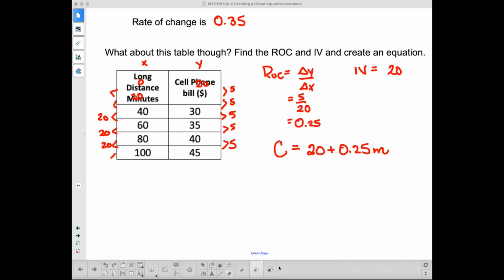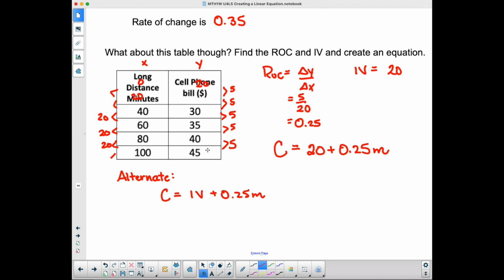Now, following the pattern back isn't the only way that we could have figured that one out. I'm going to give you a little alternate. We're going to call this an alternate method, because following the pattern back might be a little bit difficult. So say we don't know what that initial value is. Let's just say we know that the cost equals an initial value to start with plus 25 cents per minute.